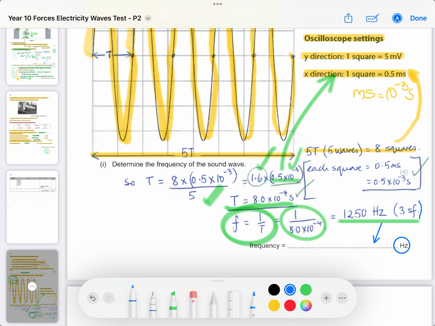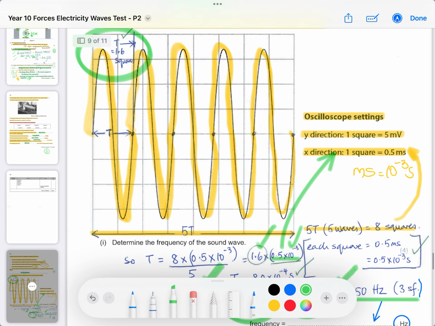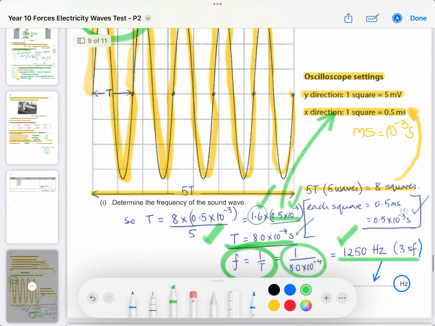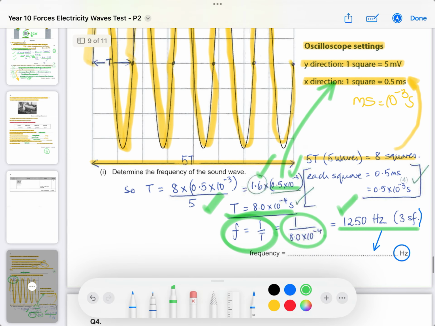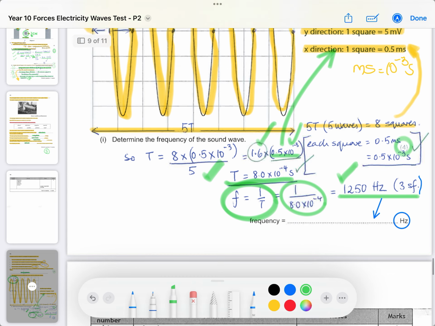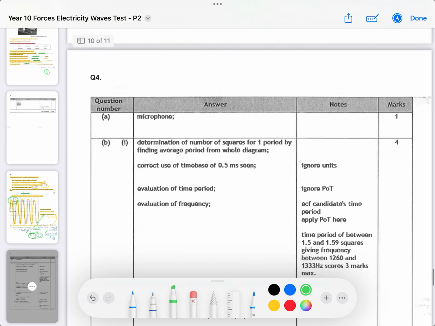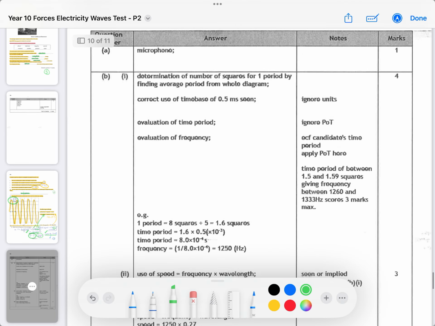So was that a 4-mark question? So the final mark would be the answer. 4 marks, 1 mark there. Oh yes, here it is, 4 marks. Okay, so that's a very, very common question in paper 2 exams for IGCSE.